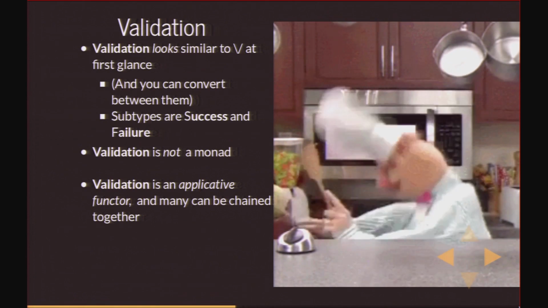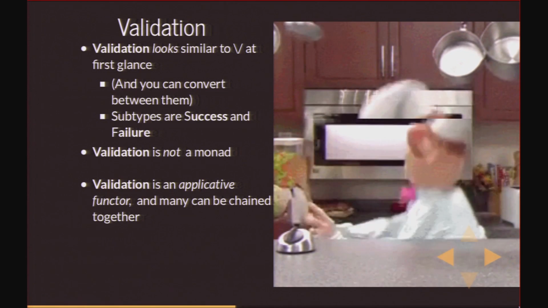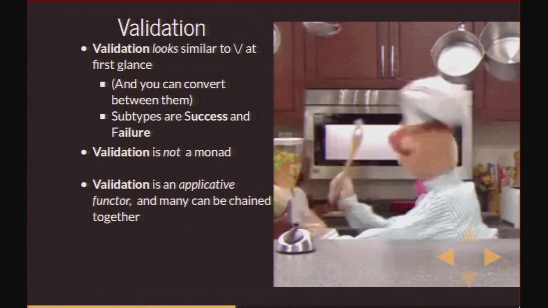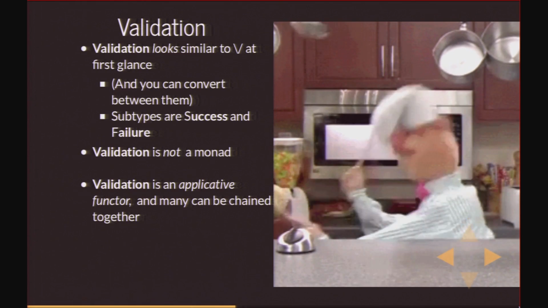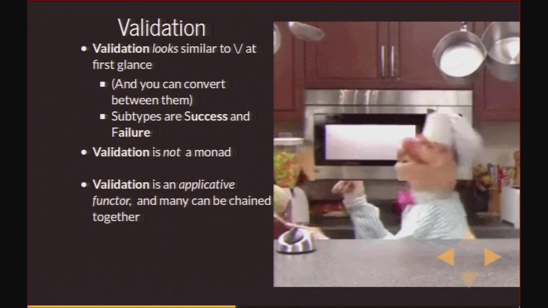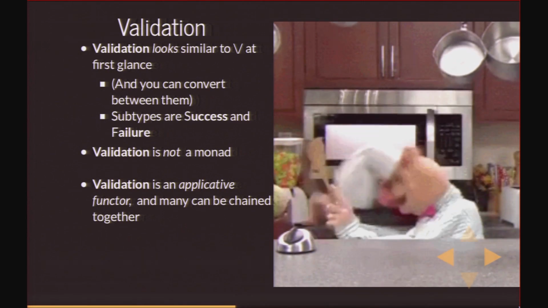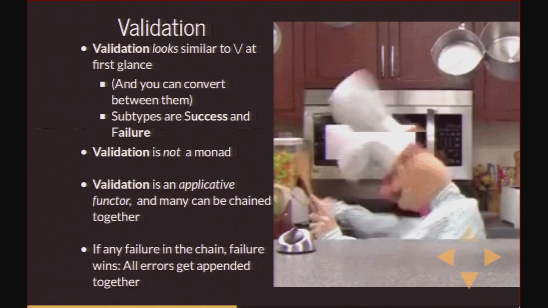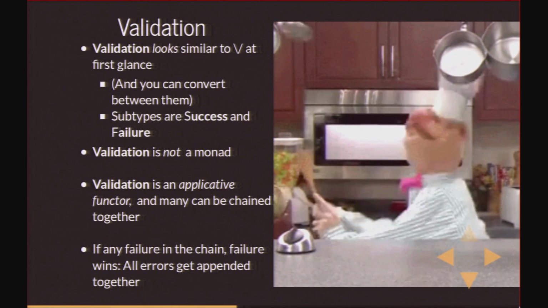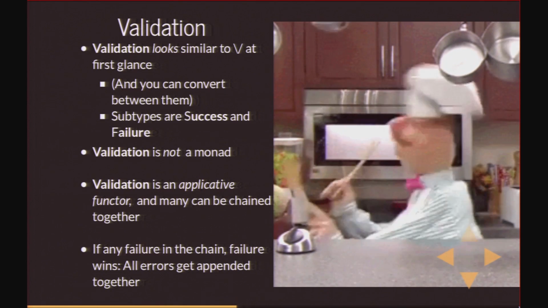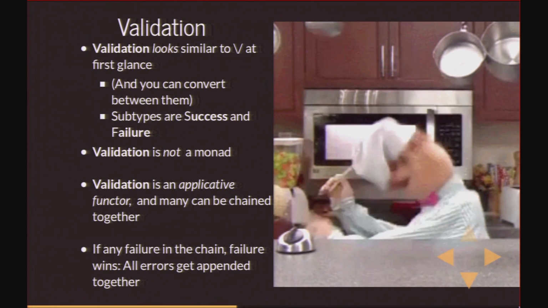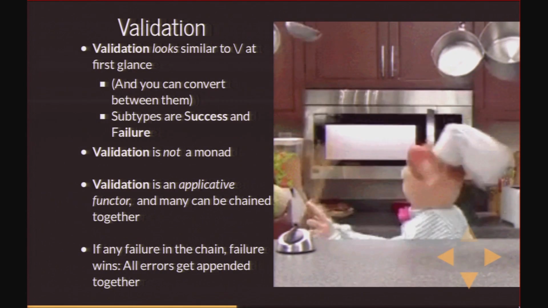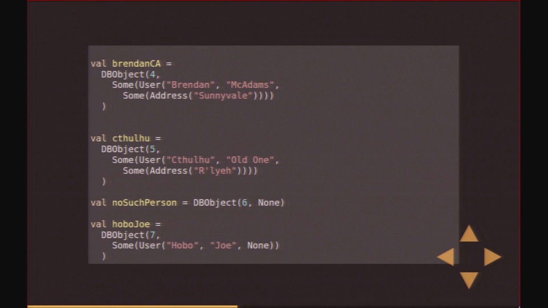And with applicative, we can apply a function to it. And the nice thing here is that we can use that to chain multiple validations together. We can take these pieces of information and accrue additional information about what has happened. So if any failure occurs in the chain with a validation, the failure wins. The errors will all get appended together, which we'll see.